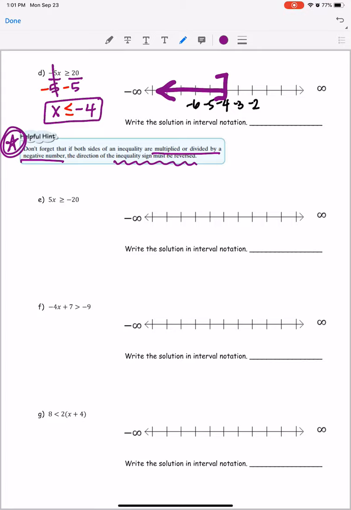Write this in interval notation. We first come across an arrow pointing to negative infinity. Negative infinity is with parentheses, and then it goes to negative 4 with a bracket.